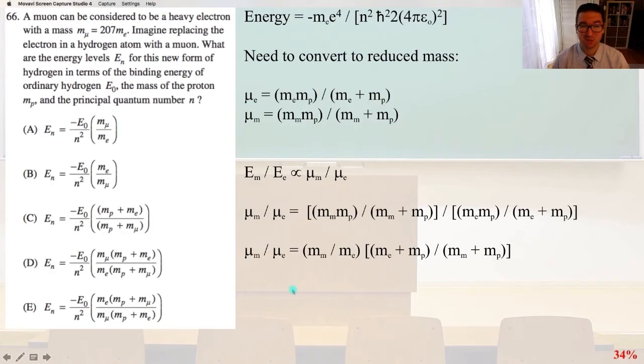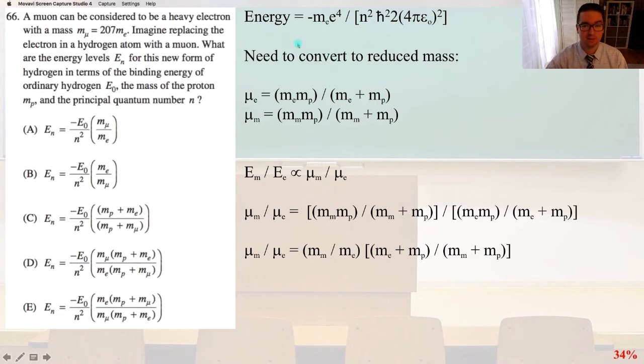Number 66, a muon can be considered to be a heavy electron with a mass m subscript mu equals 207 m subscript e. Imagine replacing the electron in a hydrogen atom with a muon. What are the energy levels E subscript n for this new form of hydrogen in terms of the binding energy of ordinary hydrogen E subscript 0, the mass of the proton m subscript p, and the principal quantum number n?